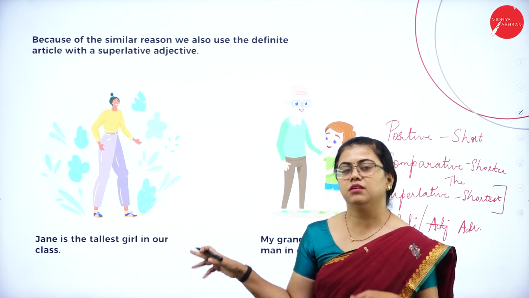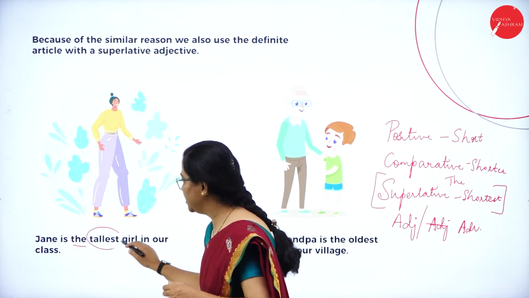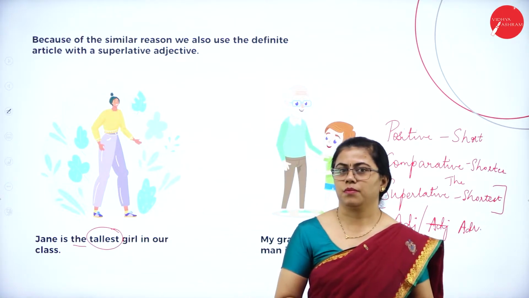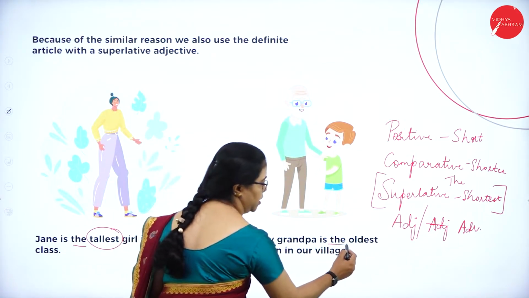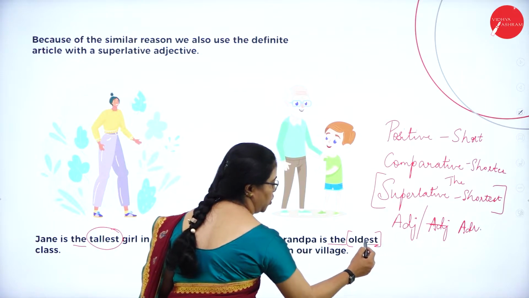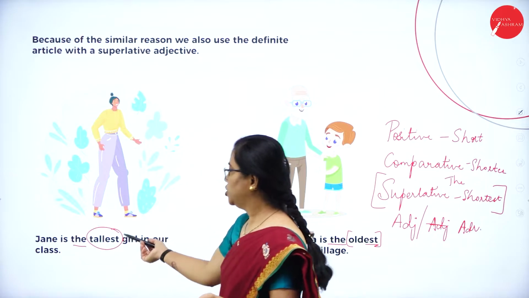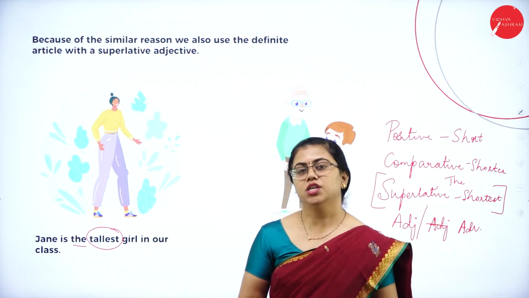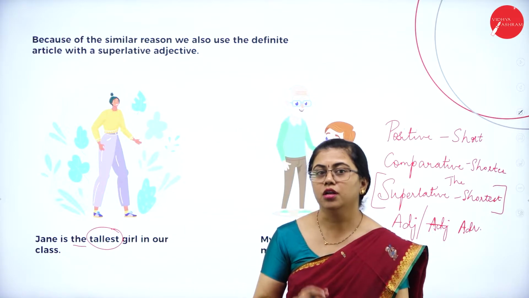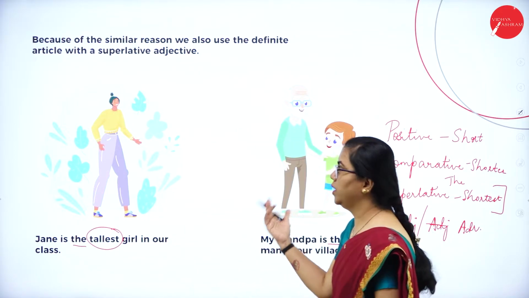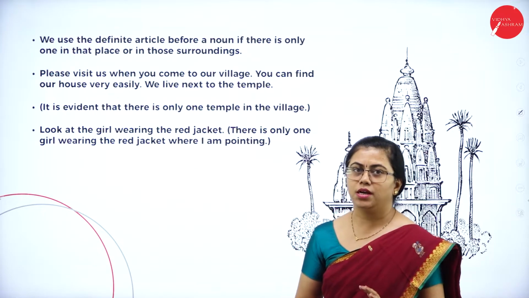Because of the same reason, the definite article is used over here. So, Jane is the tallest girl in our class. Similarly, another example: my grandpa is the oldest. It is the superlative degree: old, older, oldest. Similarly, tall, taller, tallest. This way you use "the", that is the definite article, for superlative degrees. Next, where else do we use it? This is a very important example you must understand.